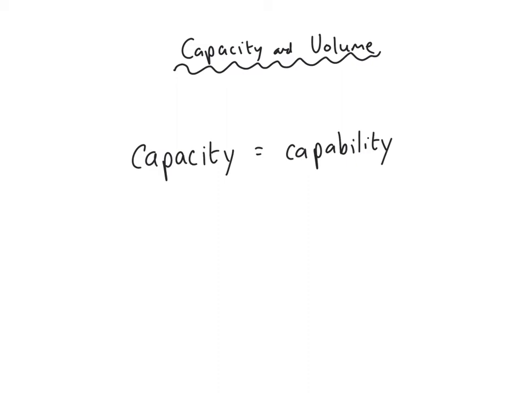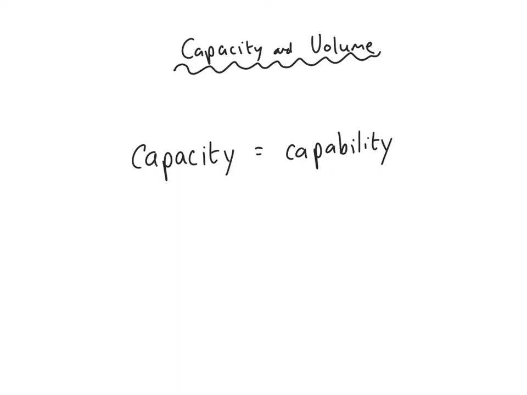It's sometimes helpful to think of the word capacity as being very similar to the word capability. So capability means your ability to do something, and capacity can mean the same thing. For example, you could say, John has the capacity to understand very difficult maths problems. That means he's capable of doing it. He has the ability to understand very difficult maths problems. Or the runner has the capacity to do the marathon in record time. He has the capability, the ability to do that.